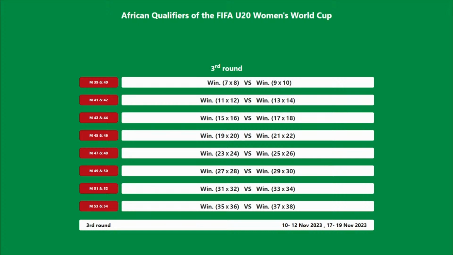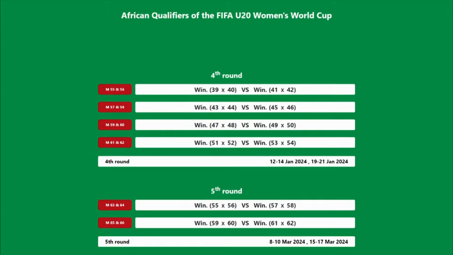As I said, we will have to play 5 rounds to qualify 2 teams. The 4th round will also have the winners by number of matches: winner 39, 40 versus winner 41, 42, 43, 44 versus 45, 46, and so on. Finally, the 5th round will have the last 4 teams. They will play against each other to qualify 2 teams to the Under-20 Women's World Cup 2024.